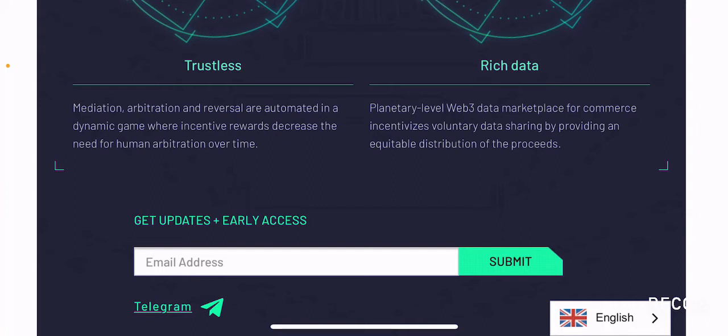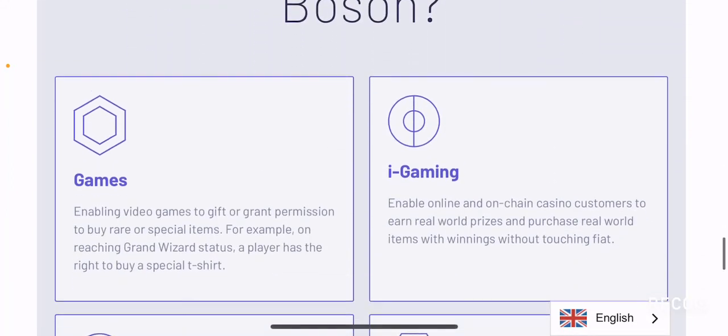Rich data, planetary level Web3 data marketplace for commerce incentivizes voluntary data sharing by providing an equitable distribution of proceeds, right? So you are basically sharing data, and this data is very important for the ecosystem, because you'll be able to use not only your data but also data from people who are interacting with the protocol, and their data will help you optimize whatever you are getting is the best for you, right? So that's basically the main focus of this project.